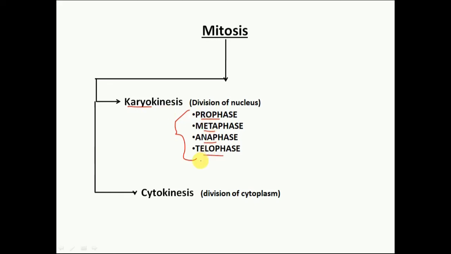After the completion of karyokinesis, the next process that is involved is cytokinesis. Cytokinesis means division of cytoplasm. Means after the nucleus is divided, then cytokinesis will take place. So this was the introduction of our cell division. In the next part, we will read about karyokinesis and cytokinesis and the other processes that are involved during mitosis.